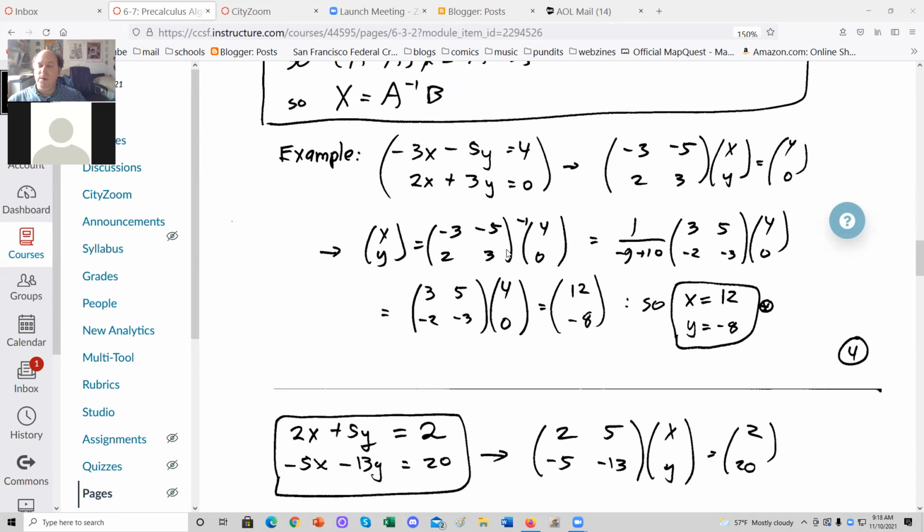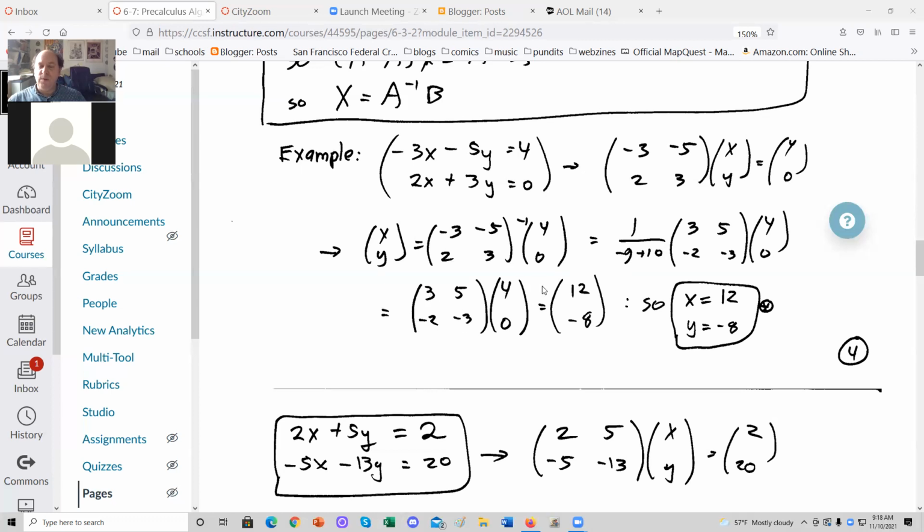All right, so to solve this, we flip the positions here, 3 and negative 3. We'll flip the signs here, 5 and negative 2, times 1 over negative 3 times 3 is negative 9, minus 2 times negative 5, that's plus 10. Okay, 1 over negative 9 plus 10 is 1 over 1, which just goes away. So we're left with 3, 5, negative 2, negative 3 times 4, 0, and here we go.